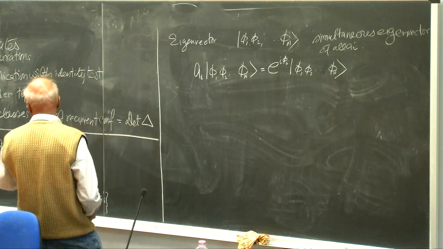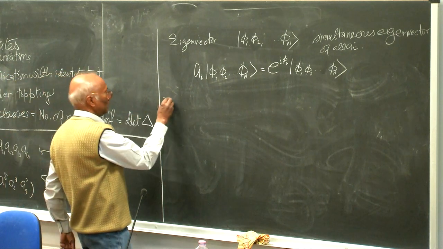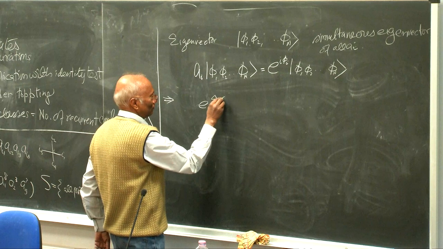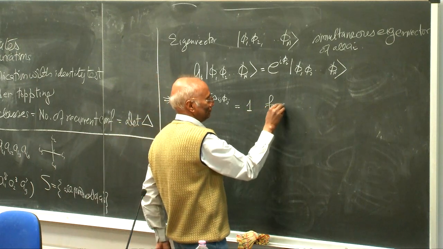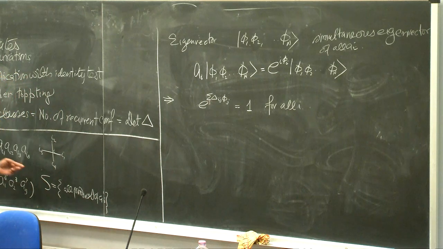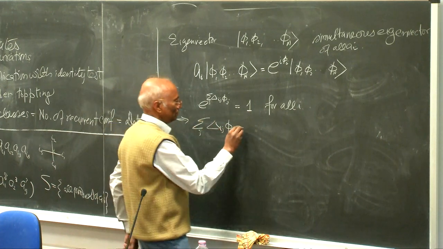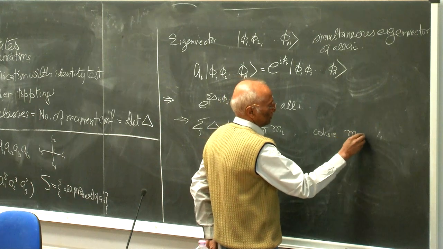So I apply these reduction rules, and all the phi_i's have to follow this equation still, right? So this implies that e to the power summation over j of delta_ij phi_j equals 1 for all i. Otherwise these equations will not hold. Okay? And this then implies that summation over j of delta_ij phi_j is equal to twice pi m_i, where m_i are some integers.